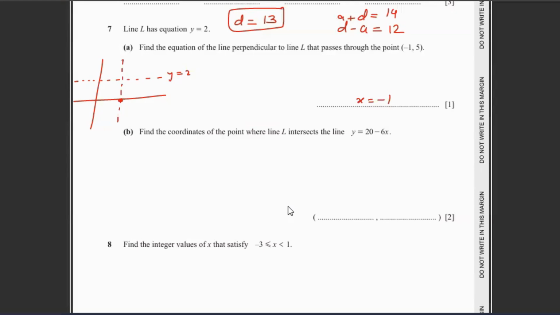Next, we have to find the coordinates of the point where it intersects the line y equals 20 minus 6x. Both of these lines intersect. So that means you have to keep y as 2, so 2 equals 20 minus 6x. This is 6x equals 18, x equals 3. So the coordinates will be 3, 2.